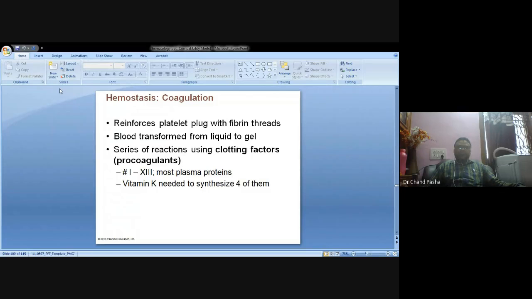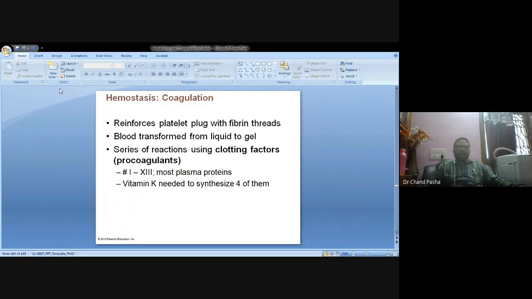I have circulated brief information about clinical hematology yesterday in the WhatsApp group. It covers the terminologies of different things, and I think 30-40 questions are there in that hematology. I expect all of you to go through it, and they are very important in terms of getting the subject.